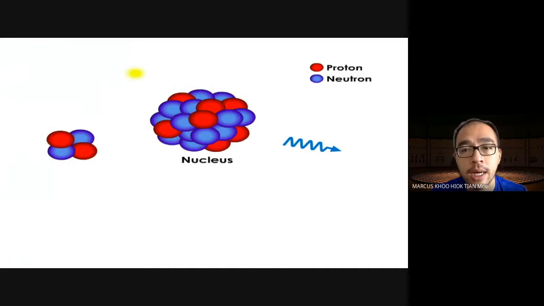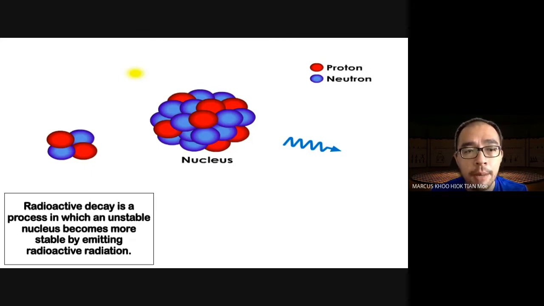Of course, the first thing we need to remember is that in any atom, whether it is a radioactive substance or a non-radioactive element, in the nucleus of an atom there are these two things called protons and neutrons. And of course, the electrons are orbiting around the nucleus. But radioactive decay is a process where an unstable nucleus becomes more stable. And how does it become more stable? It does it by emitting radioactive radiation. So that is what radioactive decay is.